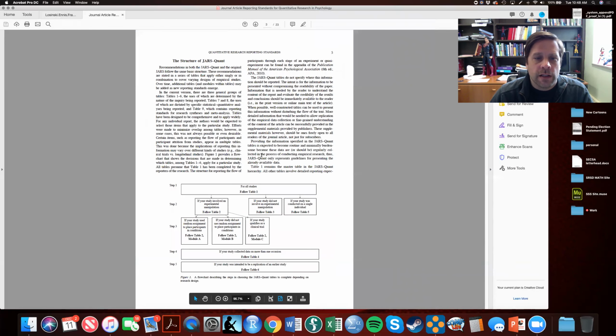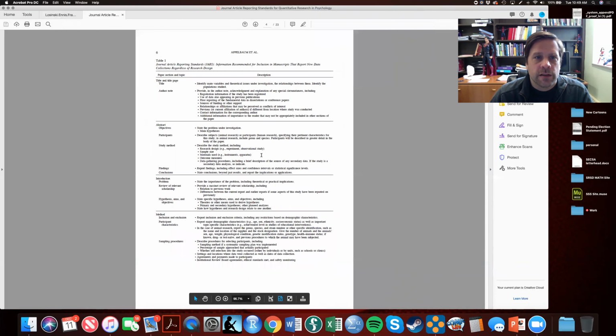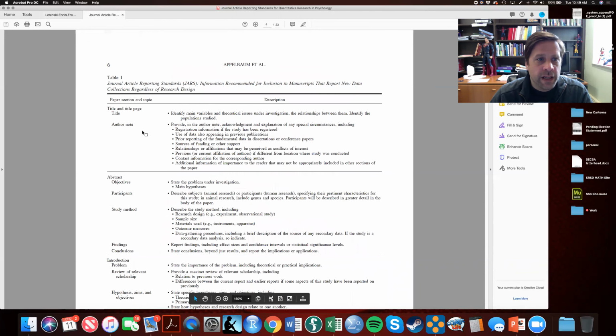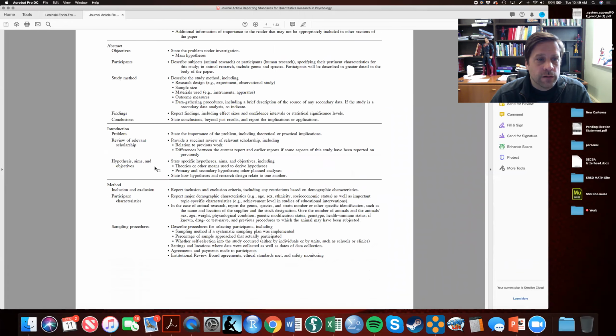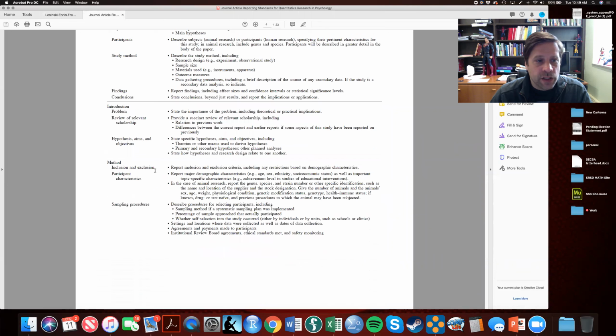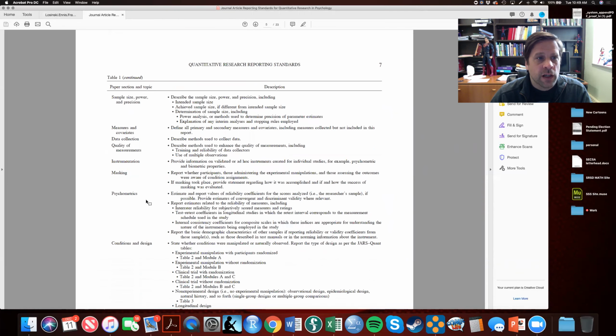So when we look at this, we should see the following. Title page, title and title page, abstract, introduction, and then the method section. And the method section would include inclusion criteria and exclusion criteria, participant characteristics, sampling procedures, and all of these things.